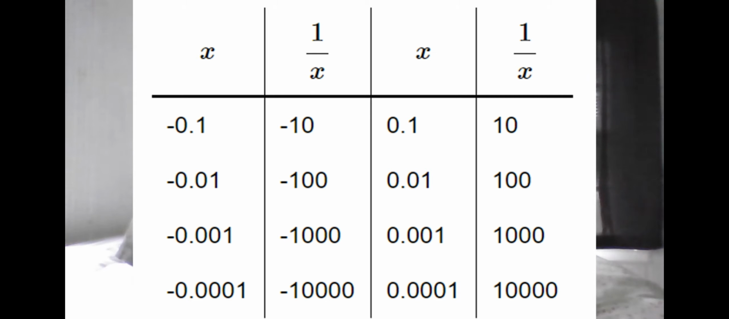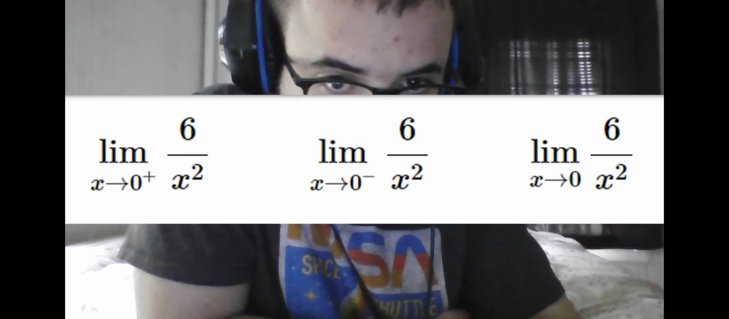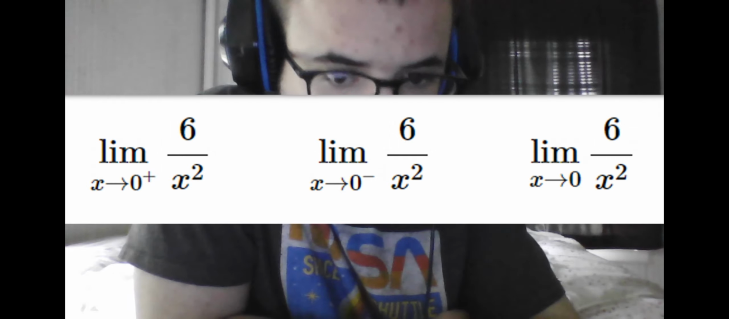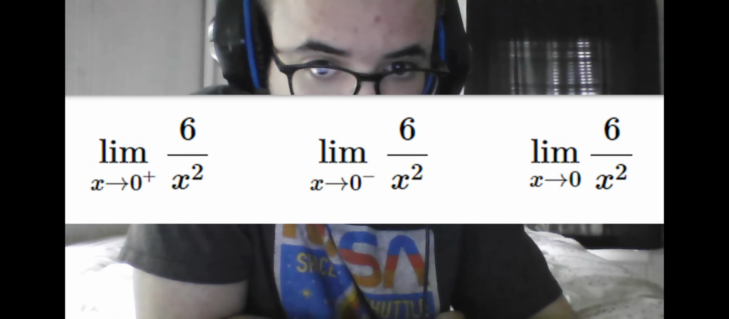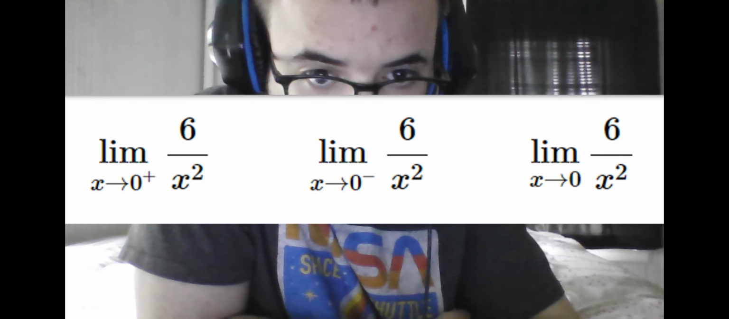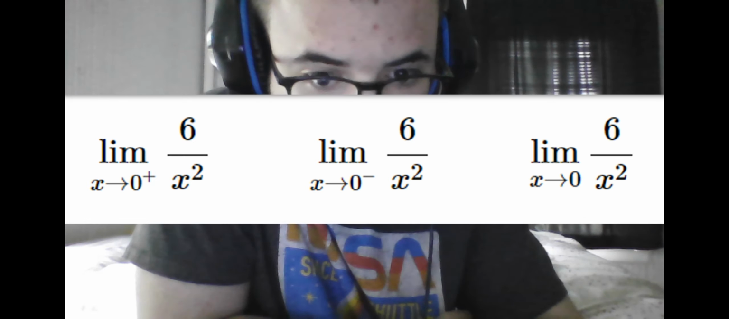If we have 6 over x squared, we take the limit as x approaches 0 of that. We see, because we have x squared in the denominator, the value is always positive, regardless of whether x is negative or positive. So in turn, this means that it is infinity from both sides, so the limit does exist here, and it is positive infinity.